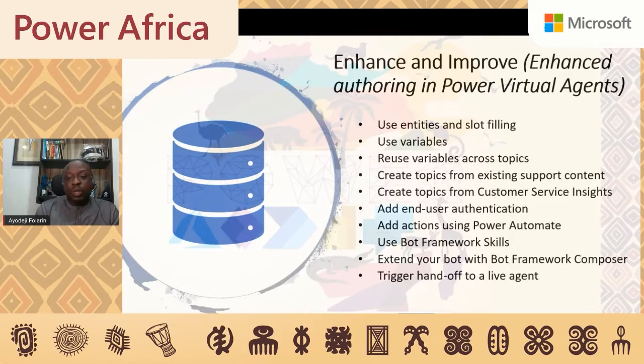Now, I want to talk about enhancing or improving the performance of your Power Virtual Agent. What are we looking at? We want to see how we'll be able to use things like entities, use things like variables, and create lots of topics. This time we can decide to just pick a topic from somewhere without wasting time creating the topics. And a lot of things we can do. We can even extend it using the Bot Framework skill out there, and we can actually limit whatever we want to do within Power Virtual Agent.